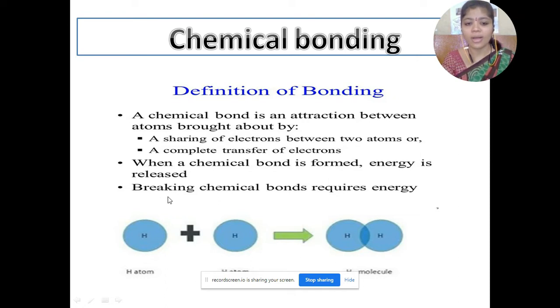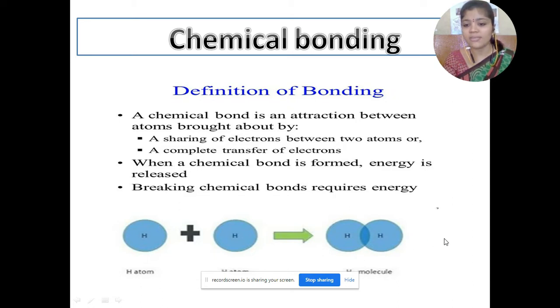How is a chemical bond formed between two atoms? First of all, we have to take two atoms. Here we take a hydrogen atom and another hydrogen atom. When these two atoms approach each other, two forces arise: one is the attractive force and another is the repulsive force. When the attractive forces overcome the repulsive forces, in that case only chemical bonding is formed.